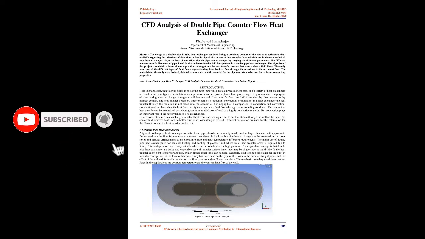The study also covered the different types of fluid flow range extending from laminar flow through the transition to the turbulent flow. The materials for the study were decided. Fluid taken was water and the material for the pipe was taken to be steel for its better conducting properties. Index term: double pipe heat exchanger, CFD analysis, solution, results and discussion, conclusion, report.